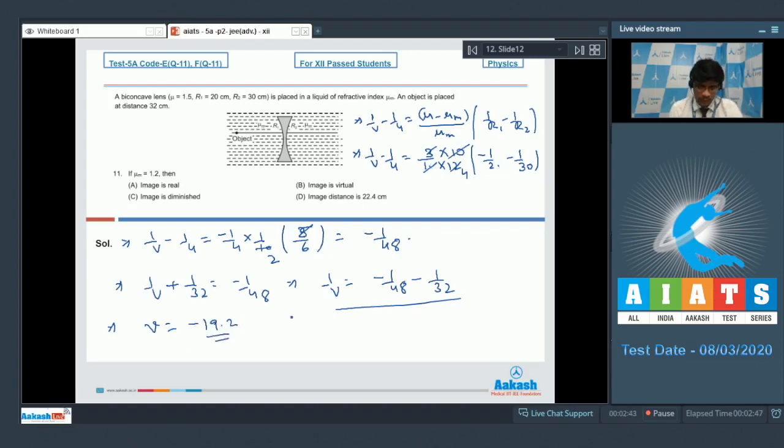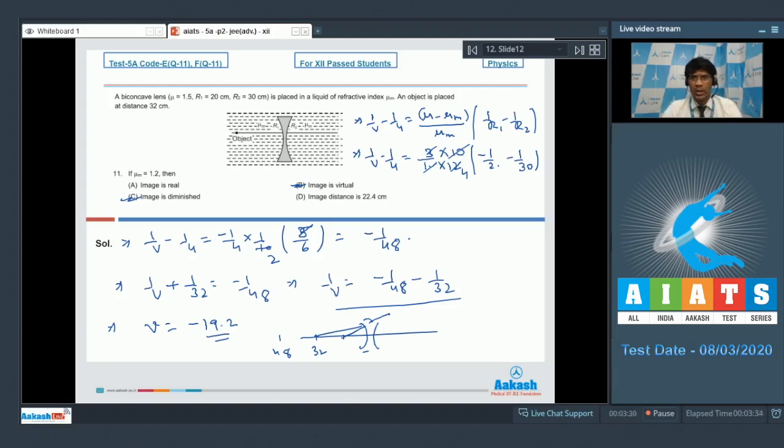What it means is that it is behaving like a concave lens here. The focal length is minus 48, the object distance is 32, and the image is forming at this point. So effectively, the image is virtual and diminished, and the image distance we found to be minus 19.2. So for question number 11, options B and C are the correct answers.